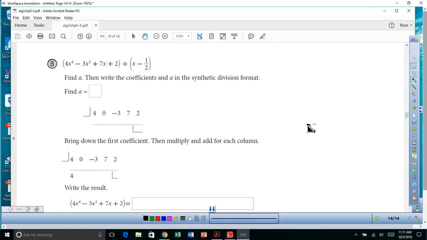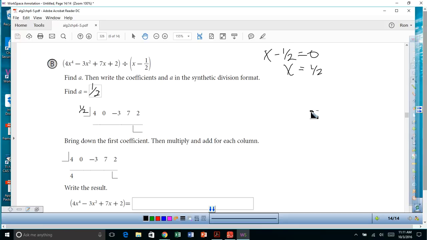All right, I'm glad you're back. So what you're going to do, this x minus 1/2, set it equal to 0. So that gives you x equals 1/2. This is our A. We found our A. Our A is 1/2. Okay, so you want to put 1/2 in this box here. 1/2 in that box. All right.